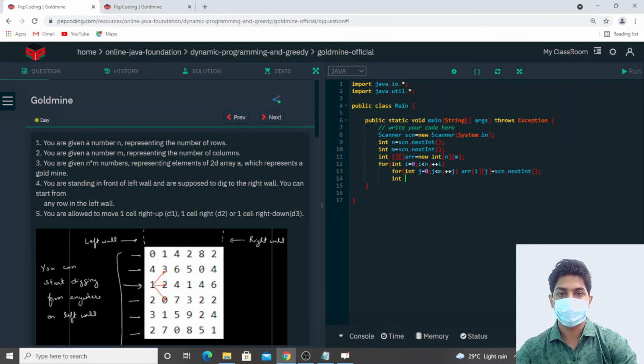Okay, let's now make a dp array. Now let's fill the dp array.